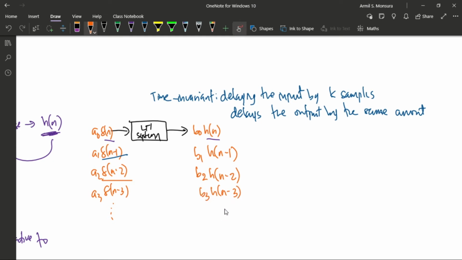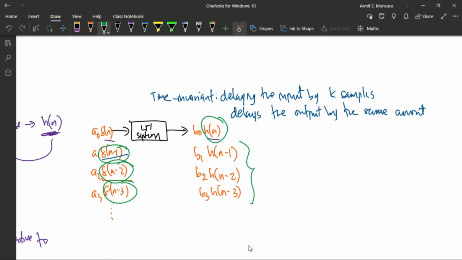So dito makikita ninyo yung sense of actually using the h of n as a way to describe your system. Okay? Because it would be very convenient for us to actually produce the output of your system to delayed versions of your delta n. So mas madali na nga siyang i-produce.